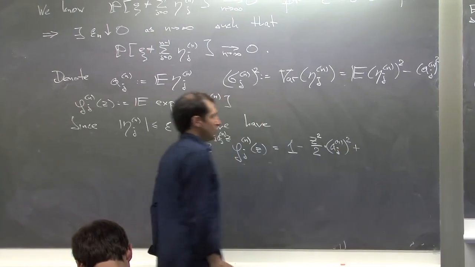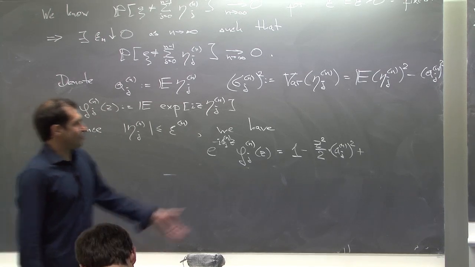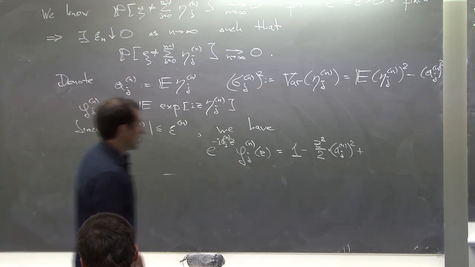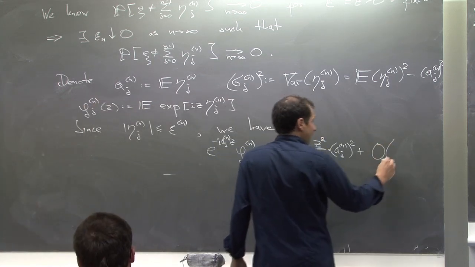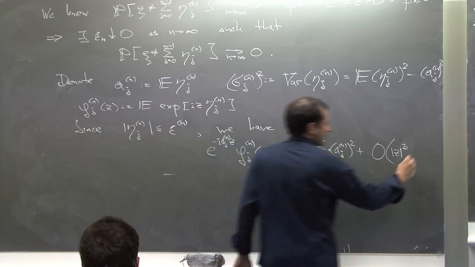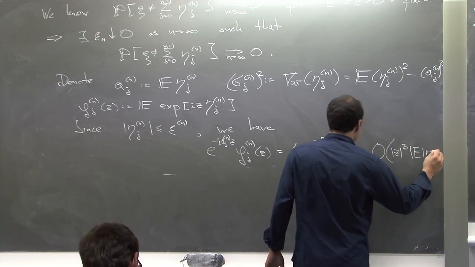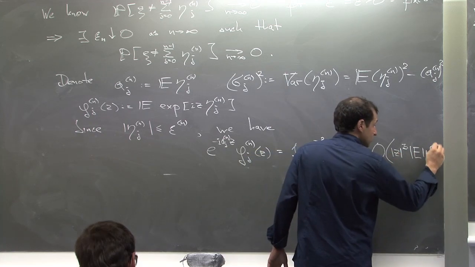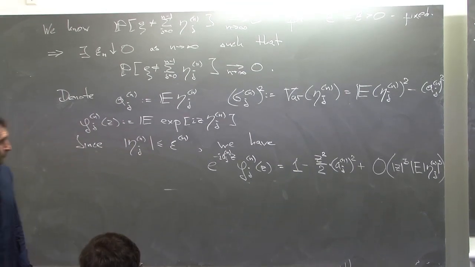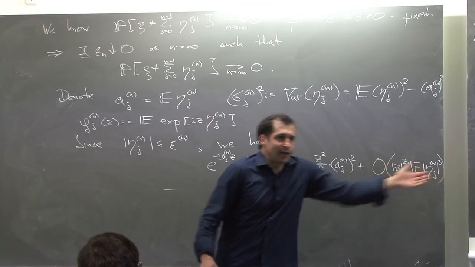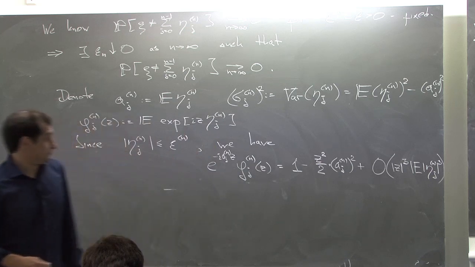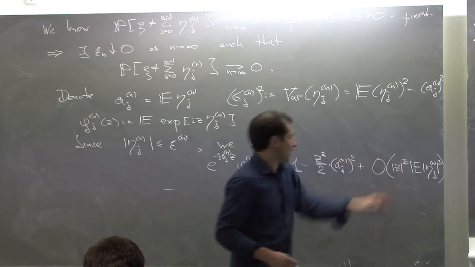plus, and I'm not just writing O small of z squared now. I need a better control, so what I write is O of z cube times the expectation of the third power. Since my variable is bounded, I can write the Taylor expansion with a constructive estimate of the error. So definitely it cannot have more than this.